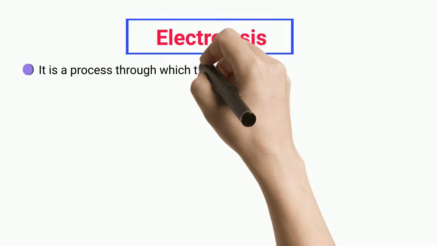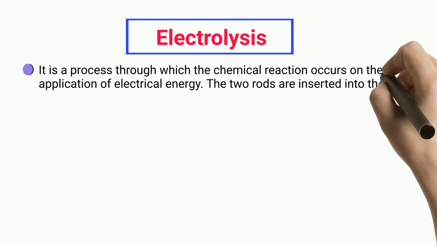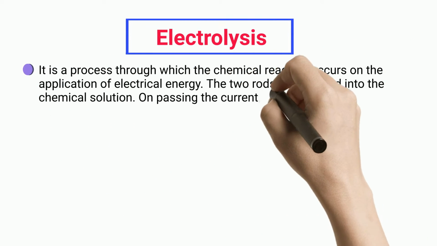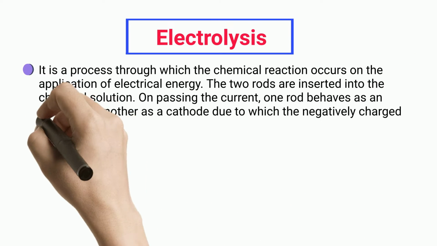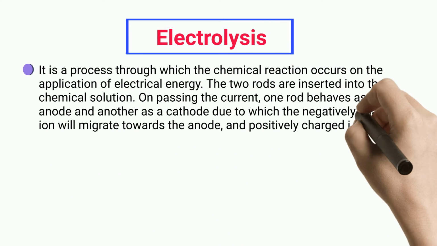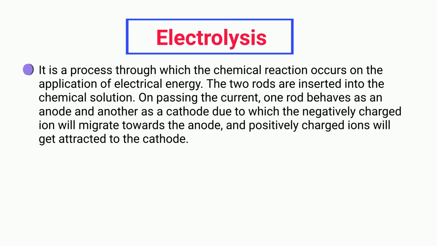Electrolysis. It is a process through which a chemical reaction occurs on the application of electrical energy. Two rods are inserted into the chemical solution. On passing the current, one rod behaves as an anode and another as a cathode, due to which the negatively charged ions will migrate towards the anode, and positively charged ions will get attracted to the cathode.